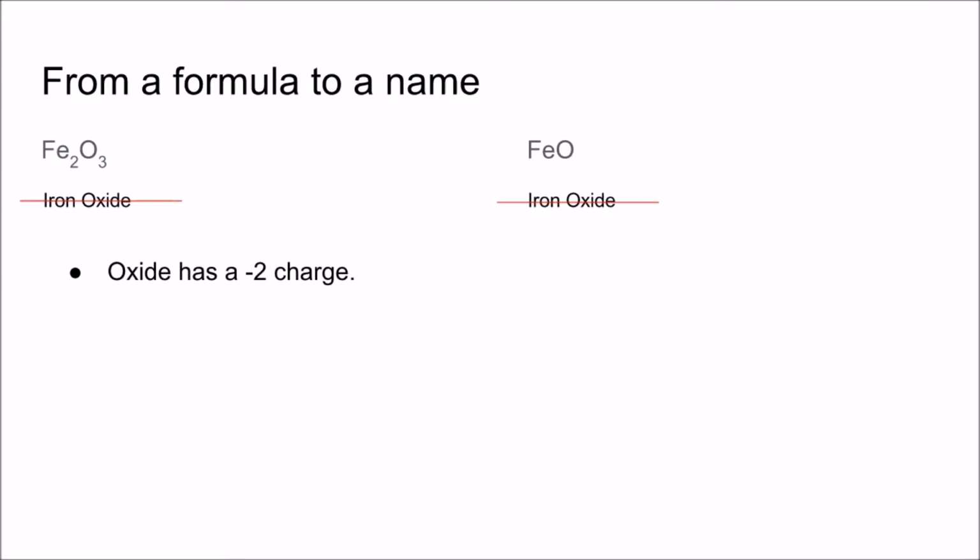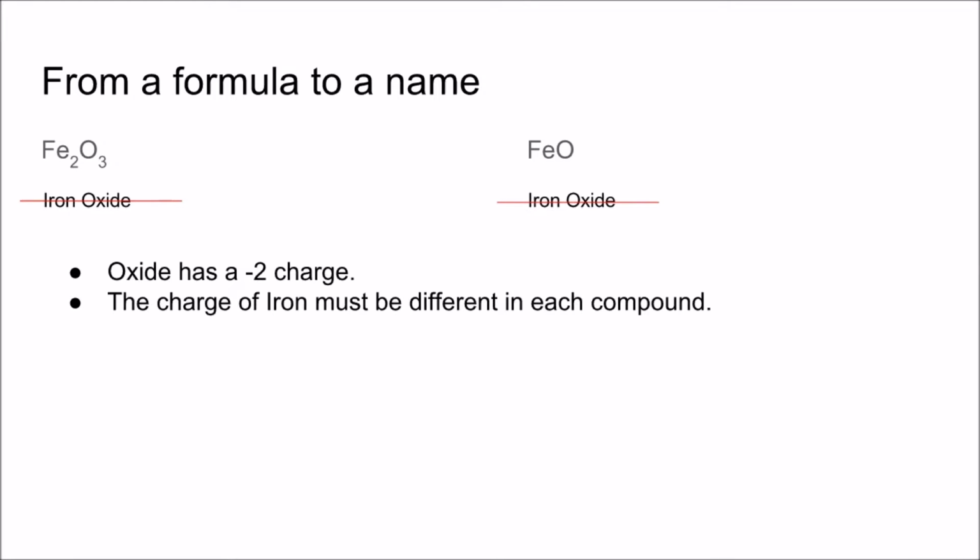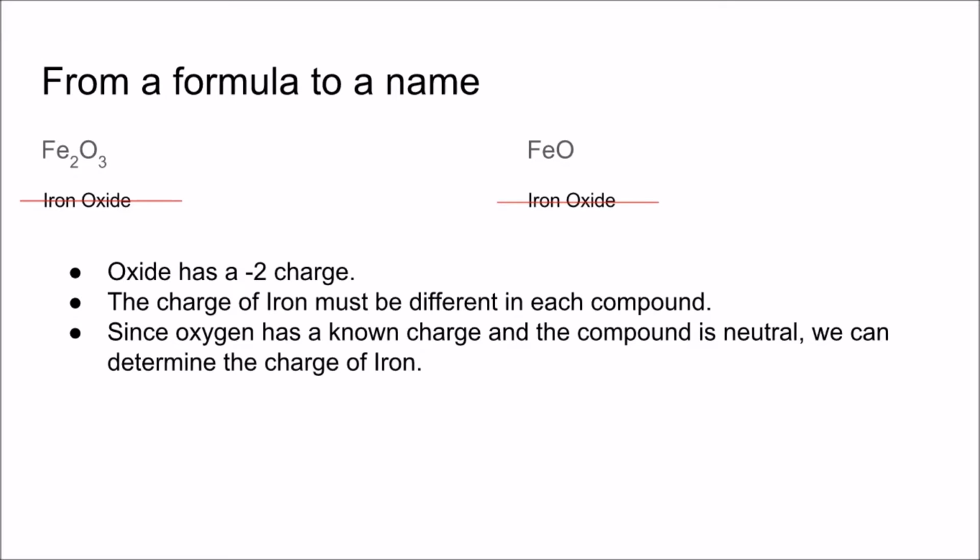So oxide, or oxygen here, has a charge of -2, and that's true in both cases. So the charge of iron has to be different in each compound. And since the compound itself is neutral, and we know the charge of oxygen, we can determine the charge of iron. So let's do that in the case of Fe2O3, where I have two iron atoms, each with some charge. I don't know what it is, so I'm going to call it x. And that's being added to three oxygen atoms. Each has a -2 charge, and the whole thing has to add up to 0 because it's neutral.